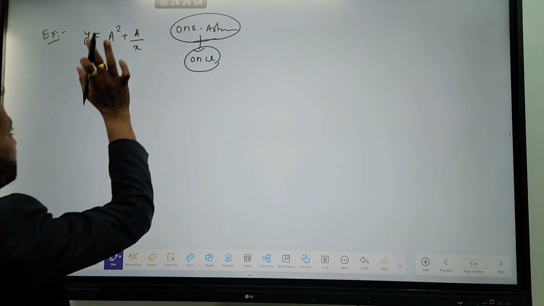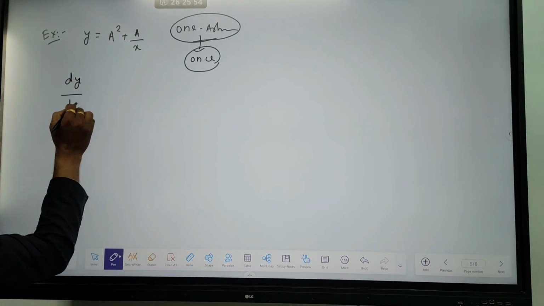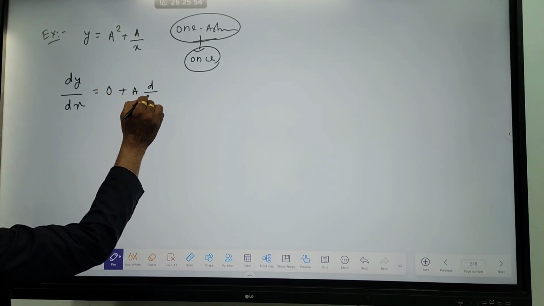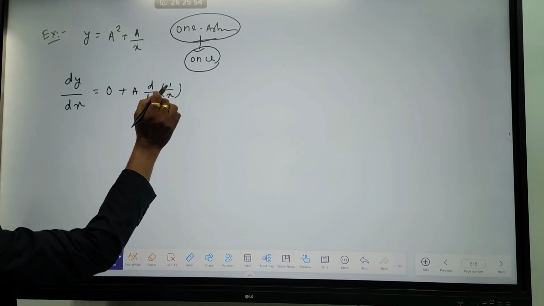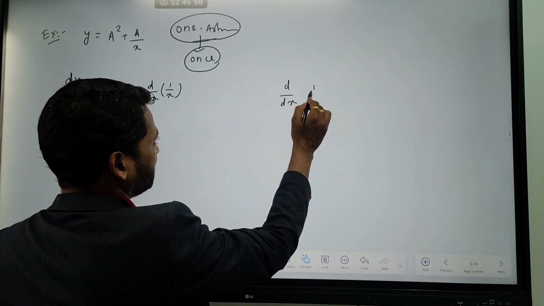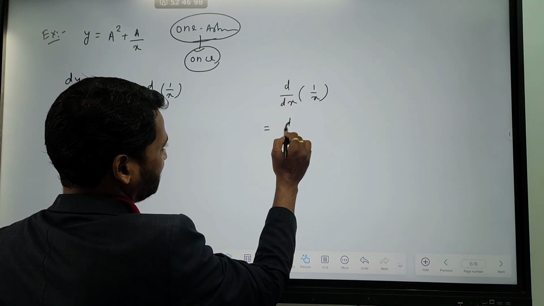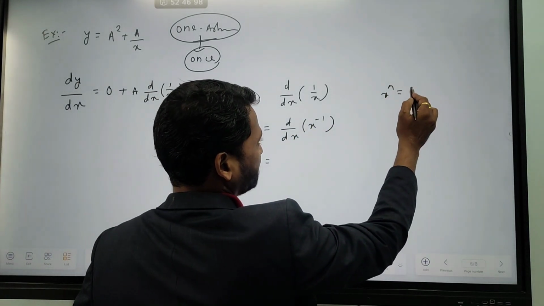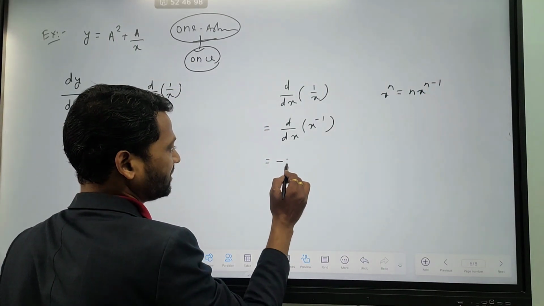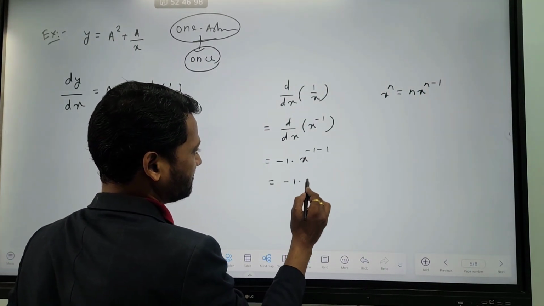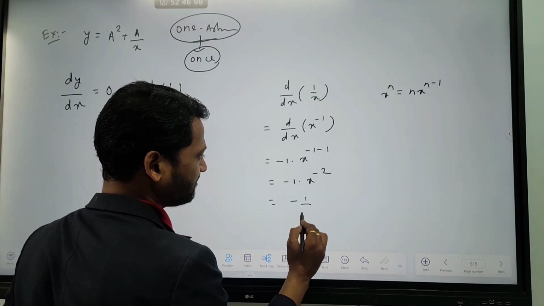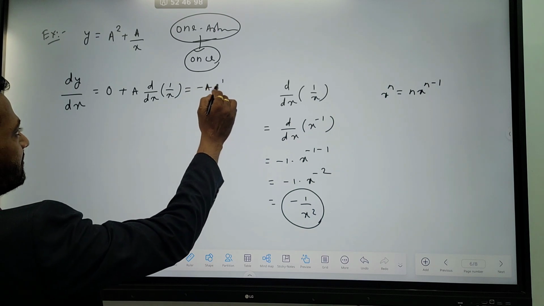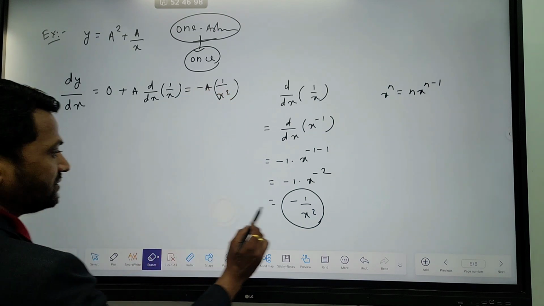You have to take differentiation of this function once. So dy by dx क्या है, constant का differentiation 0, then a is constant, so we'll have to differentiate 1 by x. 1 by x का differentiation क्या है, देखो d by dx of 1 by x, you know the basic, d by dx of x to the power minus 1, मतलब x to the power n का differentiation क्या है, n into x to the power n minus 1, मतलब minus 1 into x to the power minus 1 minus 1, so minus 1 x to the power minus 2, so minus 1 by x square. ठीक है, so that means I can write down minus a 1 by x square. Clear?